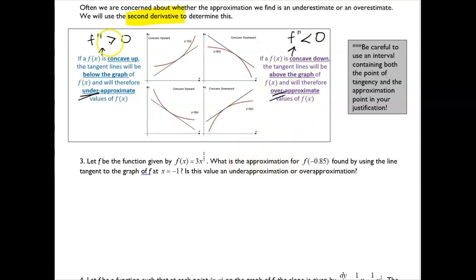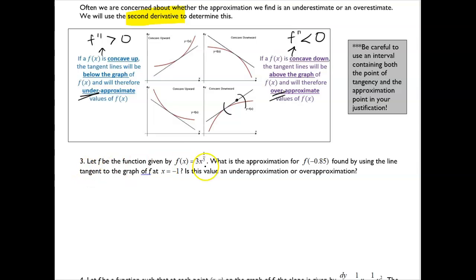It might seem a little backwards that positive gives you an under approximation and negative gives you an over approximation, but you really just have to think about the graphs. If my graph is concave up, my line is below, so it's an under approximation. Concave down, my line is above, it's an over approximation. When you're justifying these answers though, it's not enough to just be concave up or down at the point of tangency. I actually have to look between the point of tangency and whatever value I'm approximating over here. So you'll see we'll use some intervals in our explanations.